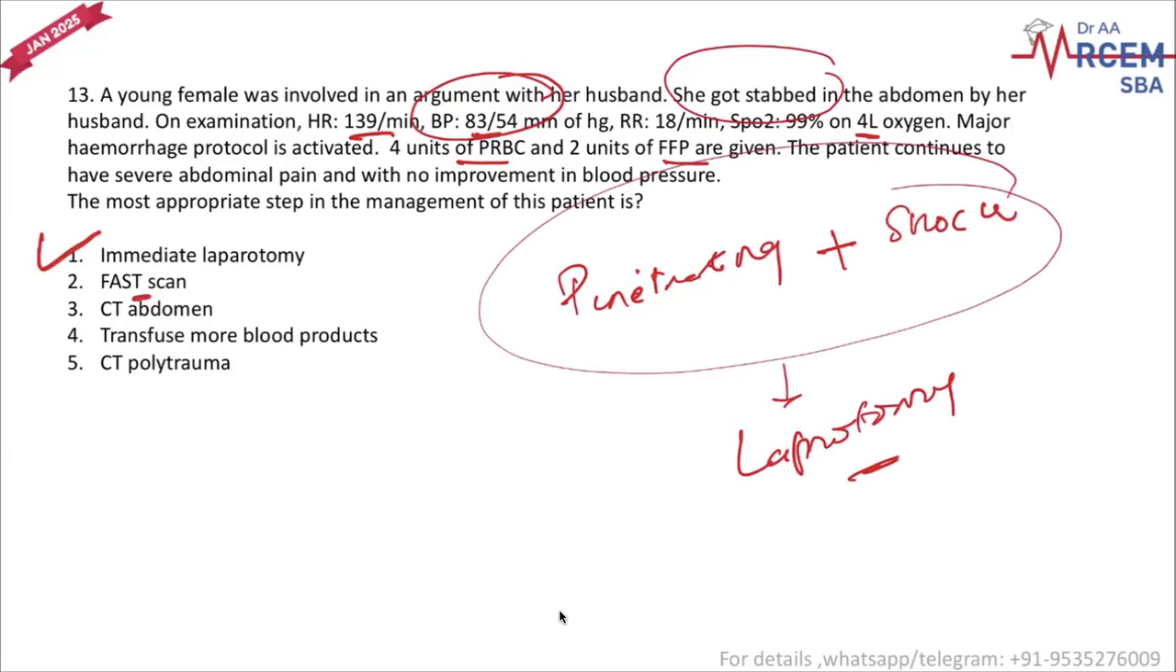FAST scan, you will not get it, or it is not required, because it is a penetrating injury. You need not look for free fluid. You can directly refer for laparotomy. If it was a blunt injury, then FAST scan would have been the right answer.